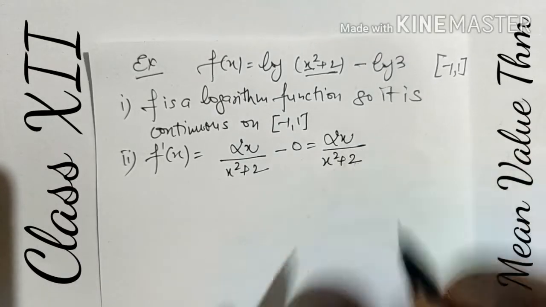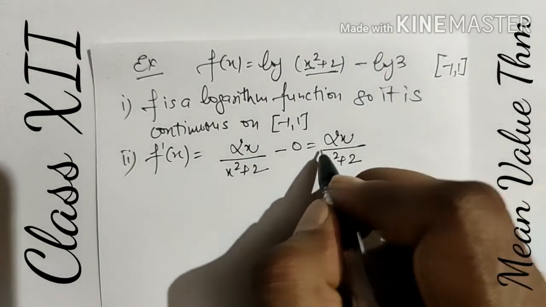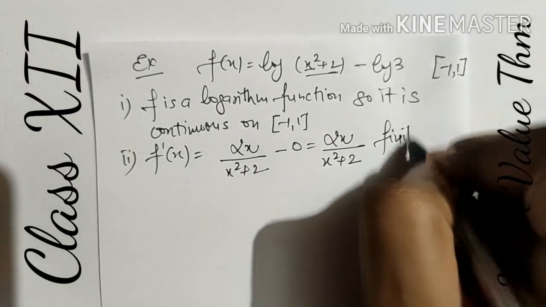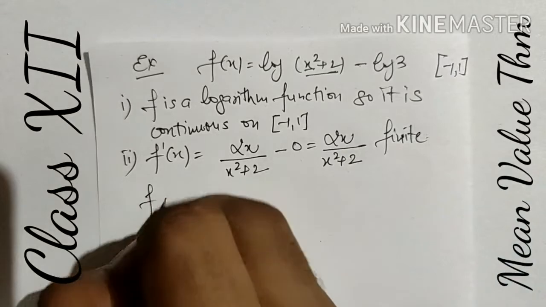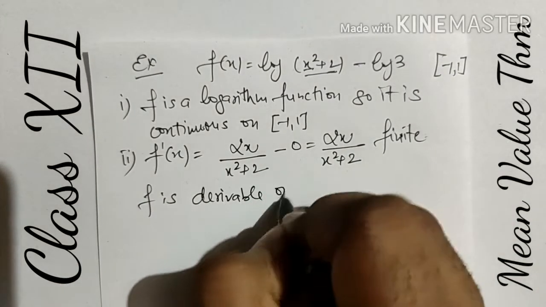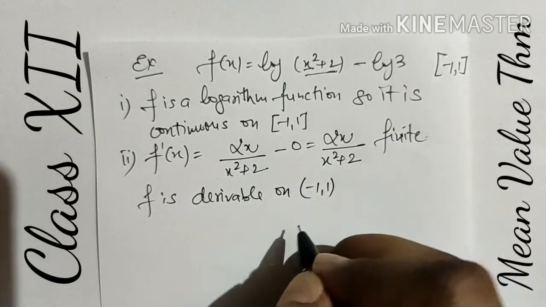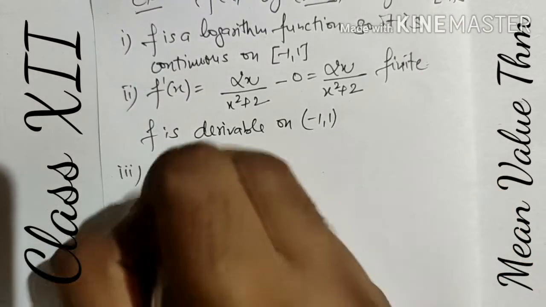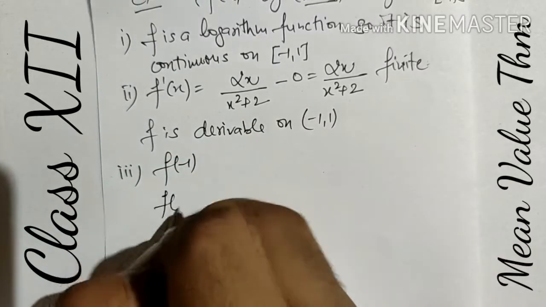This is like rational function. Denominator is always positive due to square of x, so it is finite value. It means f is derivable on open interval minus 1 to 1. Second condition verified. Third condition we have to check at minus 1 as well as plus 1.